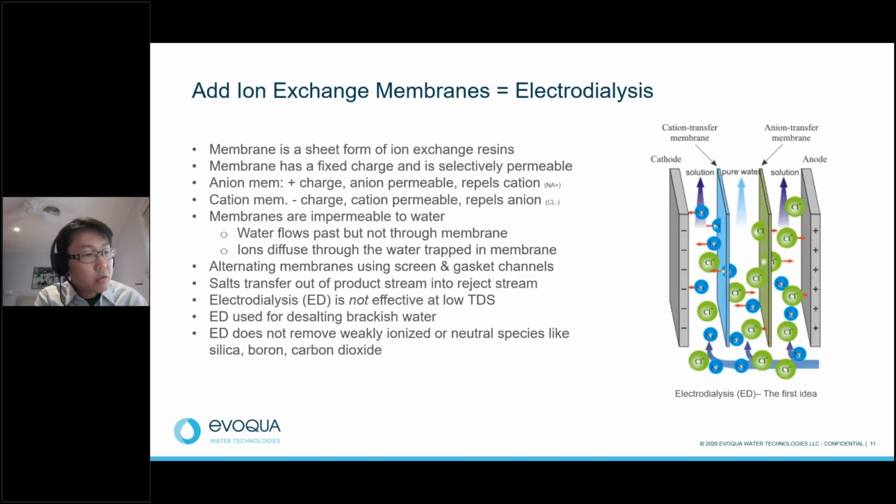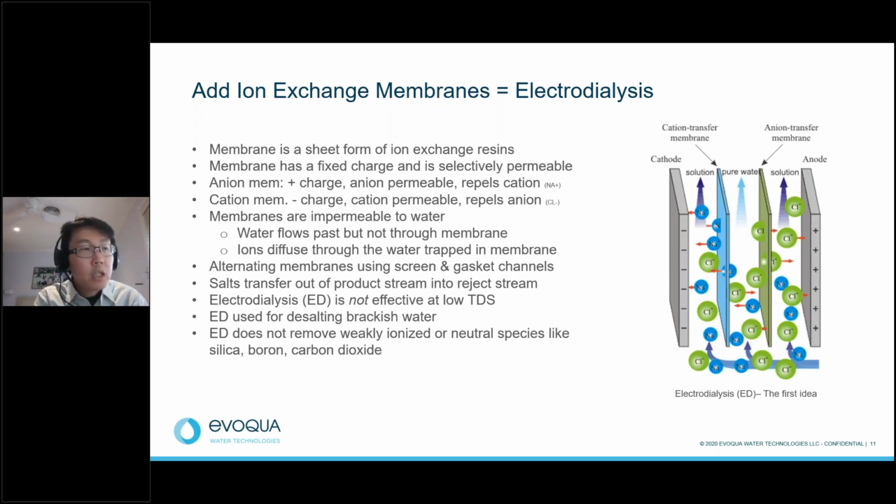After that, we add a few membrane sheets in between the electrodes, and that forms the process of electrodialysis. All these membranes have a fixed charge and are selectively permeable. The anion membrane is positively charged, and it only allows anions to pass through. The cation membrane is negatively charged, so it only allows cations to pass through. All these membranes are impermeable to water. The water flows past the membranes, but not through. Only the ions diffuse through the water trapped in the membrane. So in the process, all the salts are transferred out from the product stream into the reject stream.